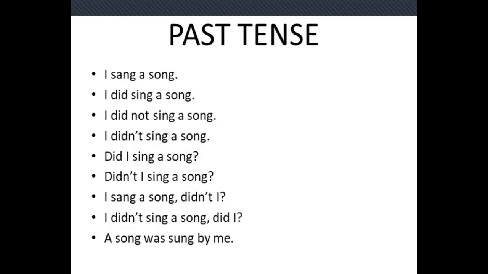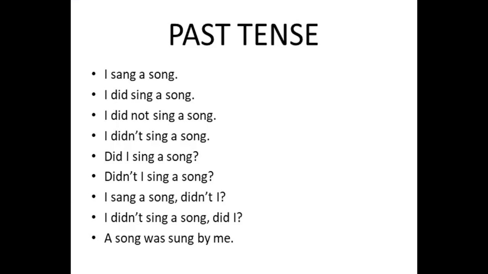So, from the sentence "I sang a song," we made 1, 2, 3, 4, 5, 6, 7, 8 sentences, right? In the same manner, you too can practice. Take another verb, write, or drink, or play, or complete, or buy. Take some verb and make different sentences: positive sentence, negative sentence, question tags, and passive form. Like this, you can practice.